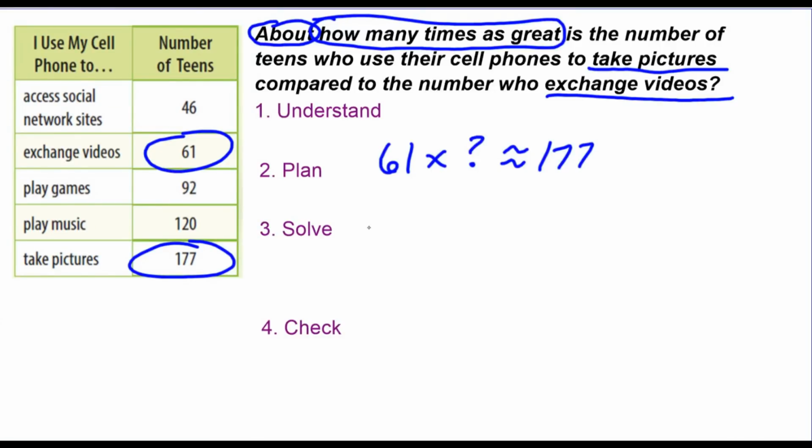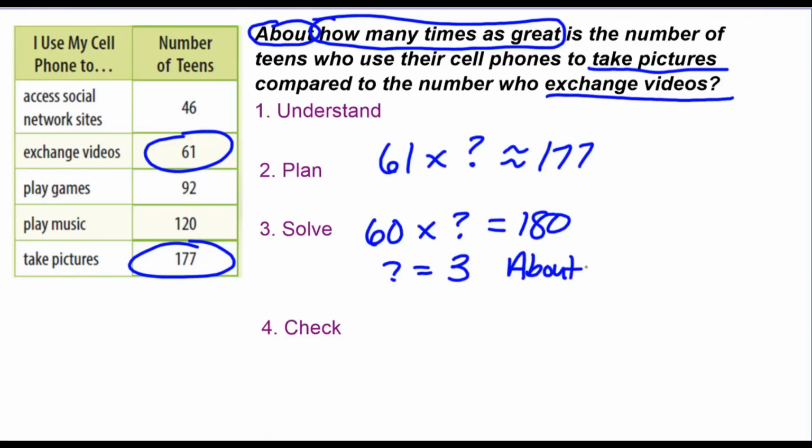So when I go to solve this, I'm thinking 60 times what will give me 180, because those are nice numbers that are close to the numbers I'm working with, and I know that 60 is a factor of 180, and that tells me about 3.